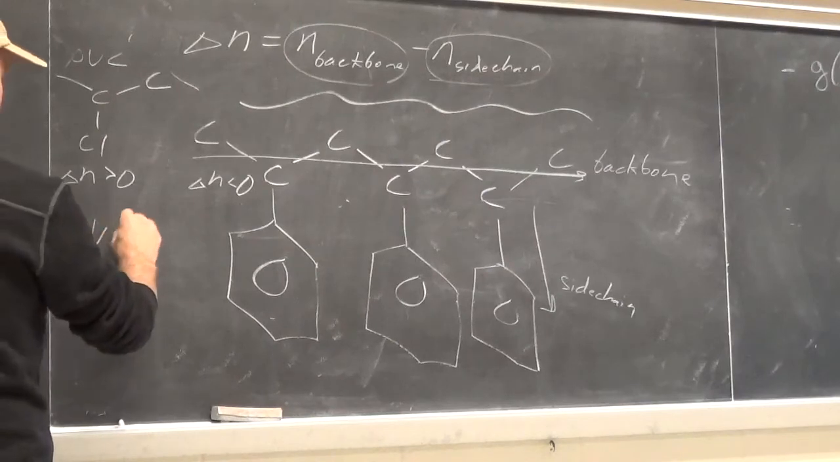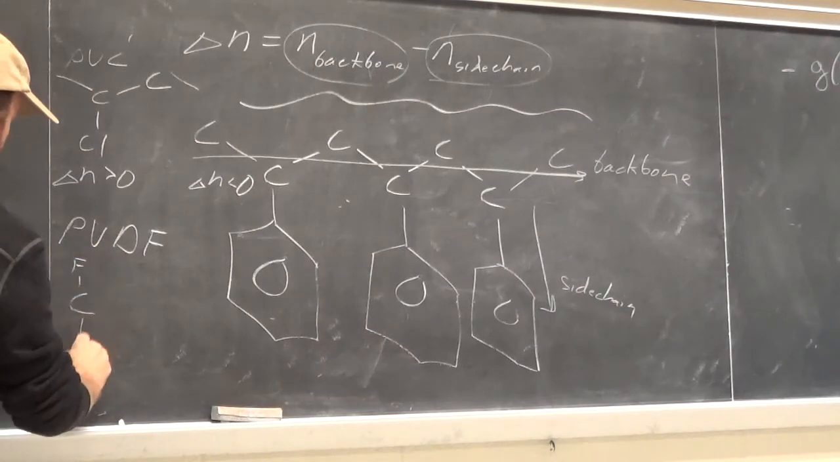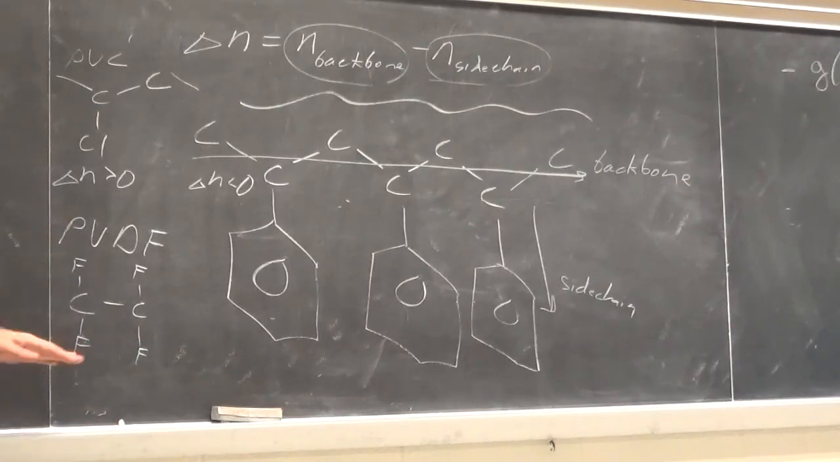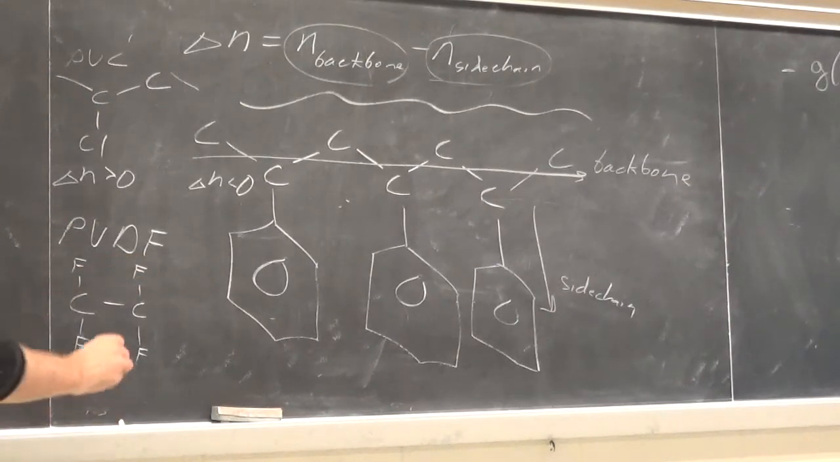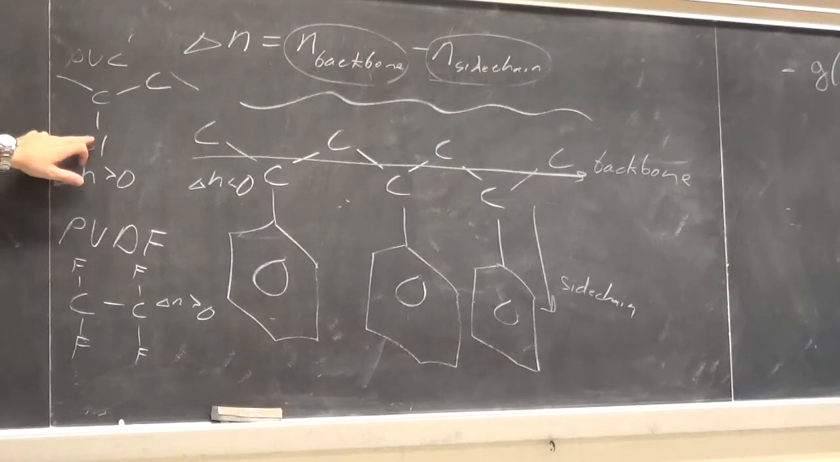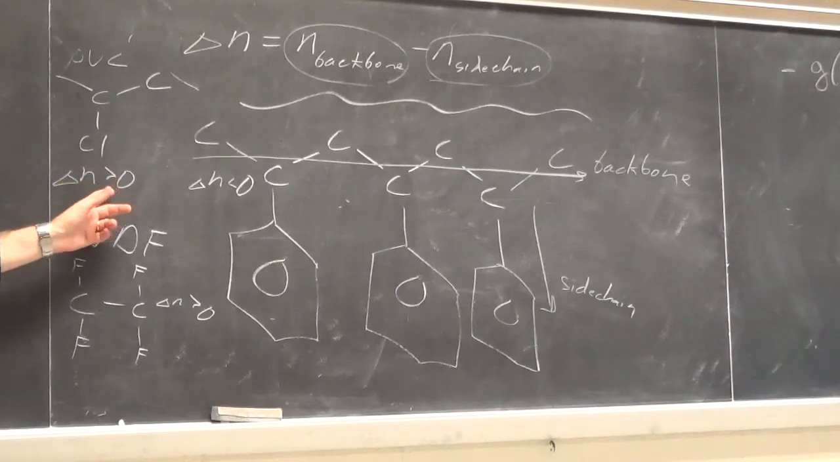But PVDF has positive birefringence because it's not very polarizable in the side chain direction, and it's highly polarizable in the backbone direction. So this is delta N greater than 0. You notice this carbon-halogen bond, and that tips you off because the electronegativity is much different between carbon and chlorine and carbon and fluorine here versus carbon-carbon. And so these halogenated polymers tend to have birefringence greater than 0 because they have polar bonds in the side chain.